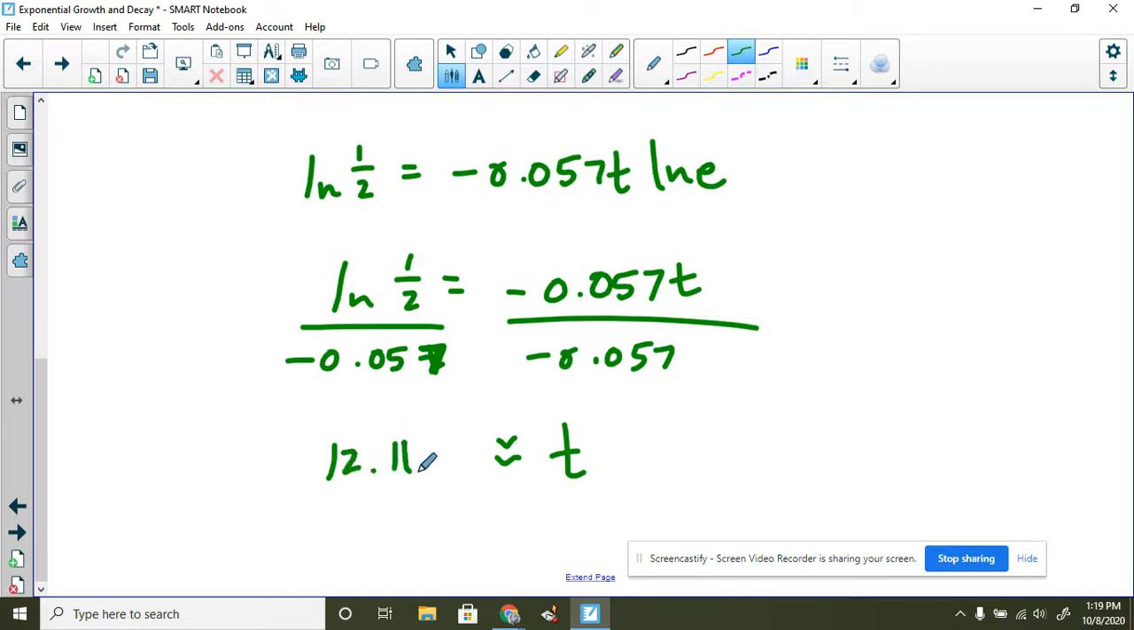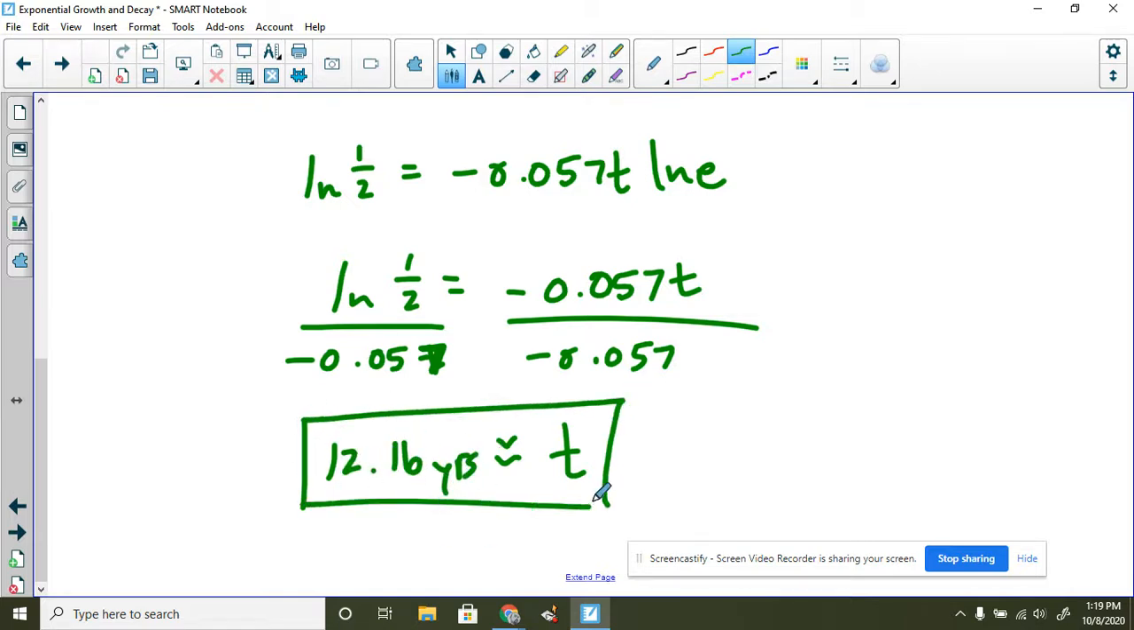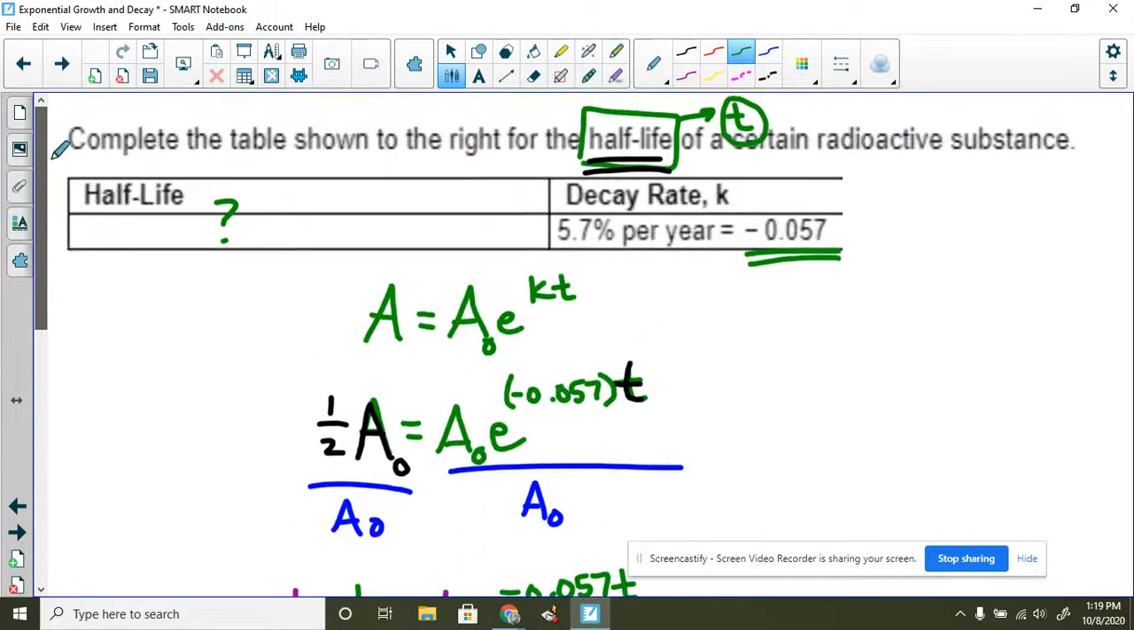Approximately 12.16 years. Okay, so again, the crux of this problem, first of all, is recognizing that we're solving for a T, even though we don't know how much we start with, because we're talking about half-life, we have half of what we start with after this period of time. And then we divide by that and it goes away, and then we've only got one variable to solve for.